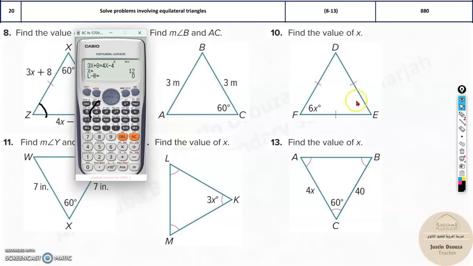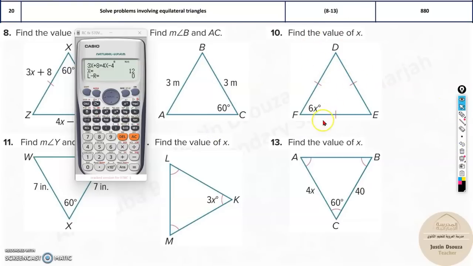Now, what about B? Here, since the two sides are equal, that means these two angles over here, the base angles, will be equal. And the remaining angle must be 60 degrees. So there's no doubt, equilateral, all the angles are equal. And what about the side AC? Two sides, all the angles are equal, sides will also be equal. So that is 3.